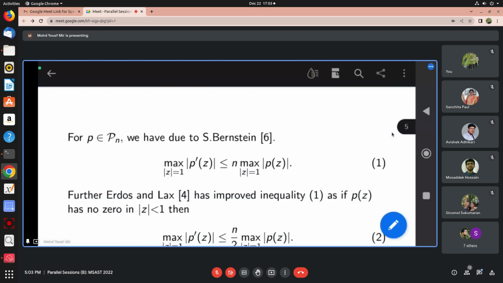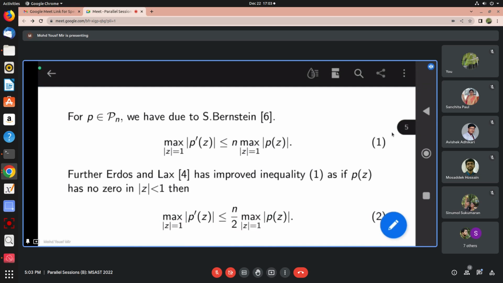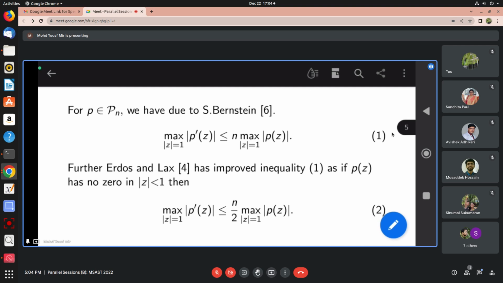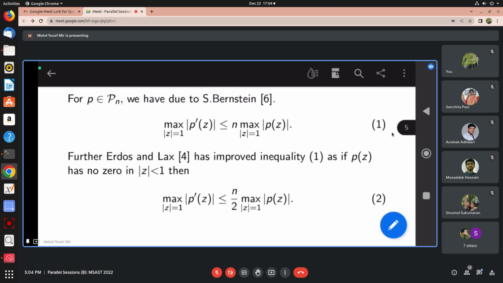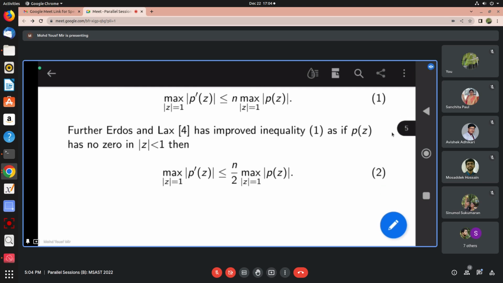Now, the introduction. First of all, I would like to present the result due to Bernstein. If P belongs to Pn, then the maximum over modulus of z equal to 1 of the modulus of P'(z) is less than or equal to n times the maximum of the modulus of P(z). This gives the relation between the derivative and the polynomial itself. Further, Erdős and Lax improved this inequality 1. They proved that if P(z) has no zeros inside the disk of radius 1, then we have inequality 2.